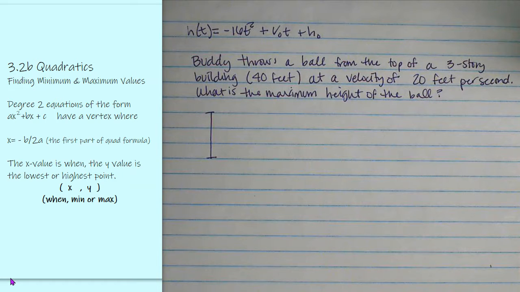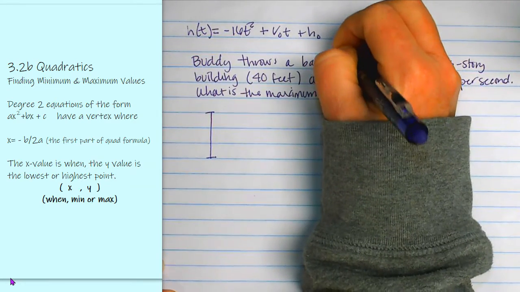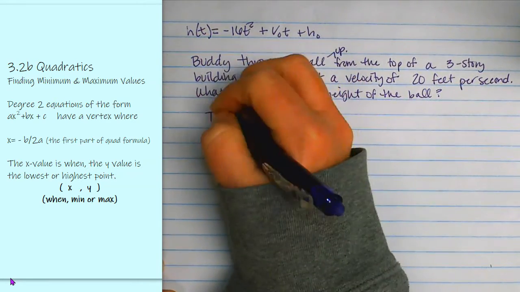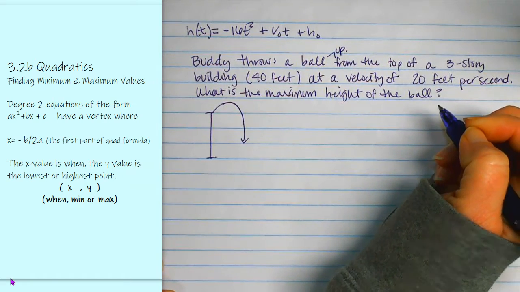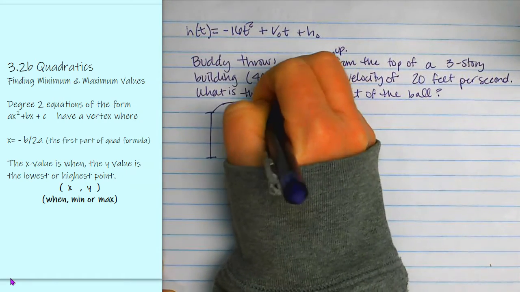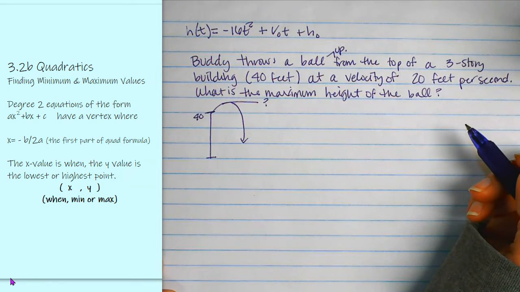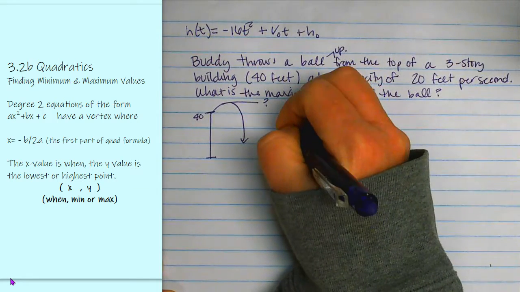So he's throwing it up. He throws it up. And so he's standing on the top of a 3-story building, and he throws it up, and then gravity makes it fall down, okay? So we're looking for how high it is. It's going to start at 40 feet, we know that, but it's going to go higher because he's throwing it. And so we're going to plug everything we know into the equation.